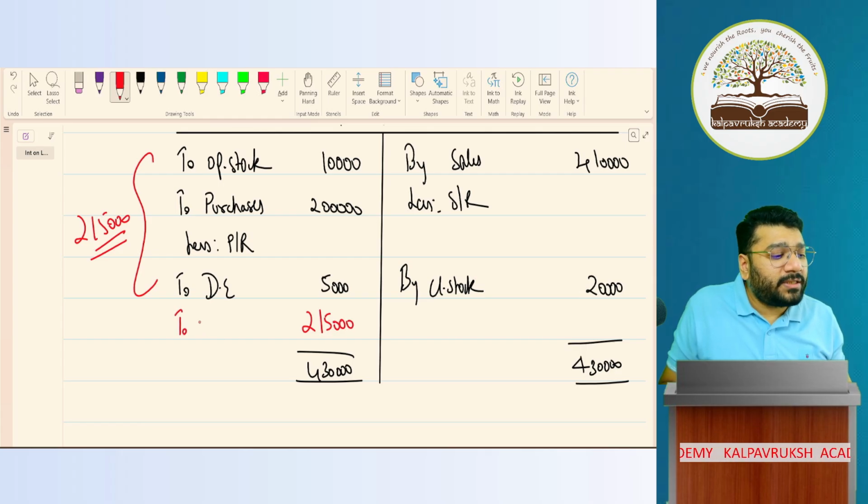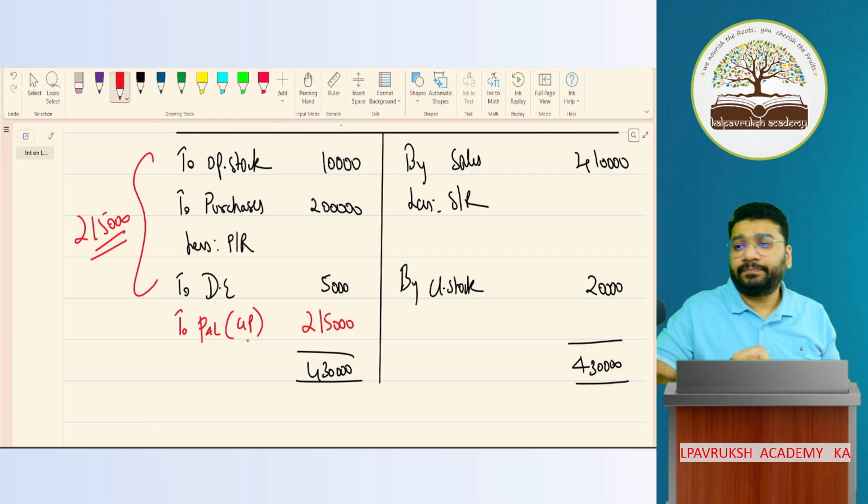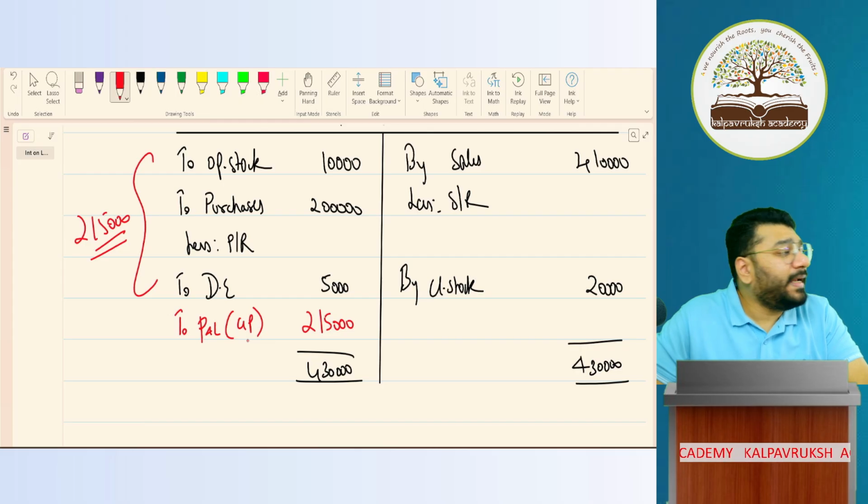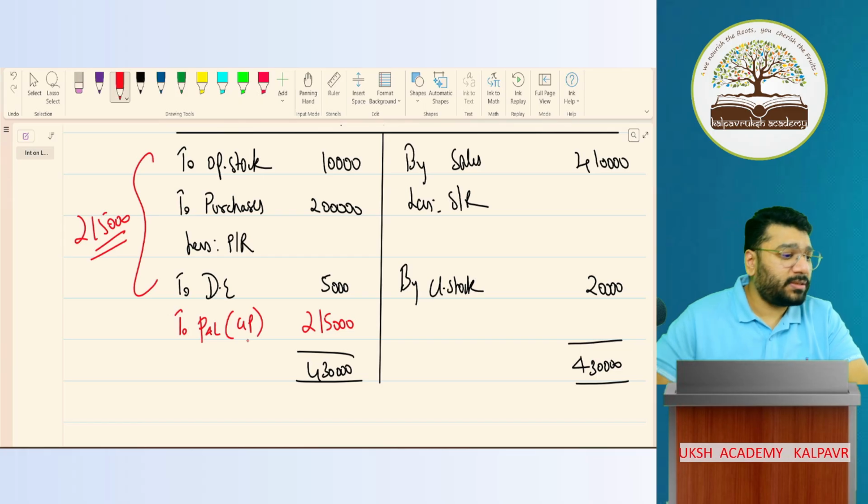So I'm recording this as 'To P&L account'. In bracket, I'm recording gross profit. Record 'To P&L' and write in bracket gross profit. Any problem? Any difficulty? What is the meaning of gross profit? In depth, we discussed in 11th standard. Now, this is not the right time to discuss.